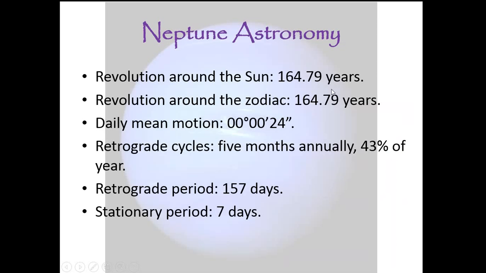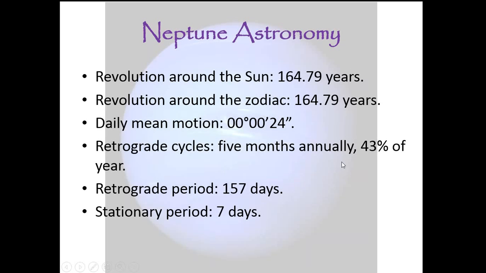Here's a little Neptune astronomy for you. We typically say that the revolution around the Sun and around the zodiac is about 165 years. You average that out. The mean motion would be 24 seconds in a day, not a degree, not a minute, but seconds. Now, we're not talking time here. We're talking space revolving around 360 degrees of the circle.